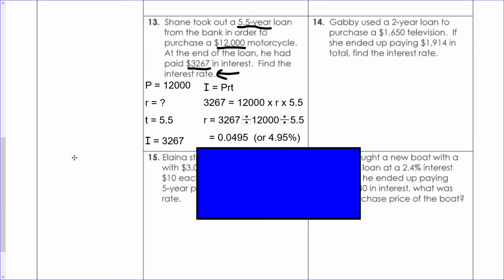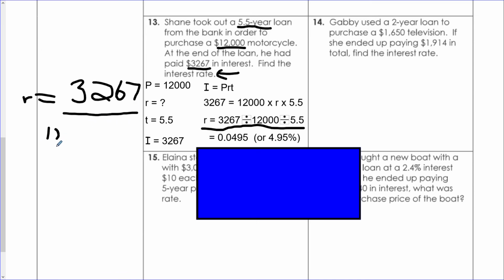Now, one other way you could write this, because sometimes people will see it this way, is you could have R equals 3,267 divided by 12,000 times 5.5. So if you approach it that way as well, that will also work. Whichever way you choose should get you the right answer for that question.